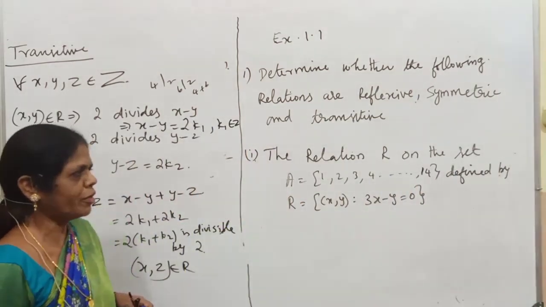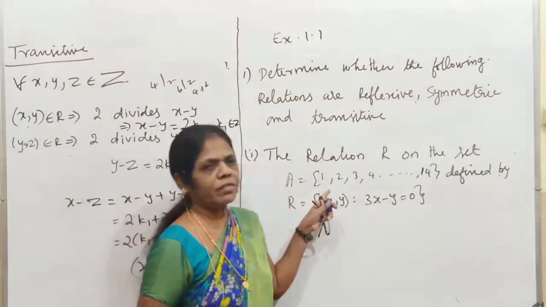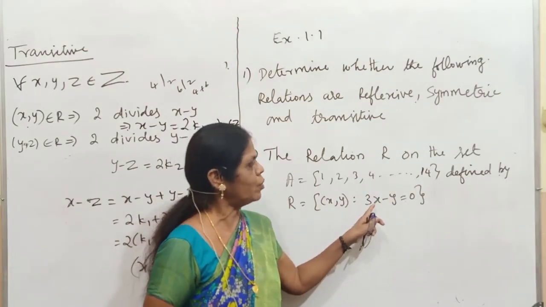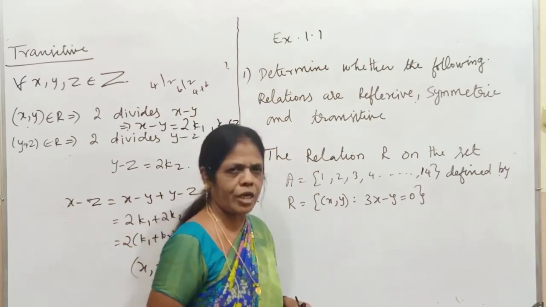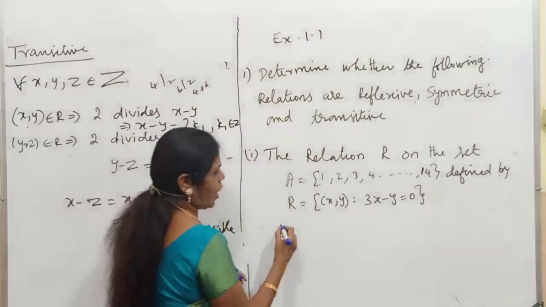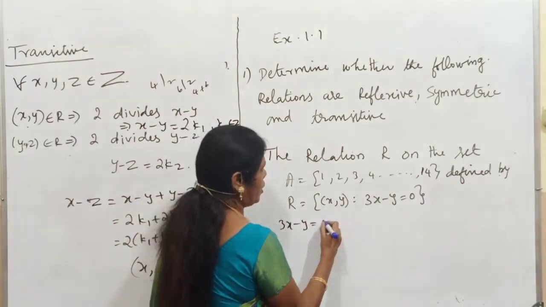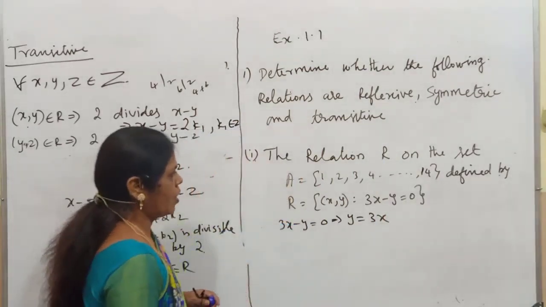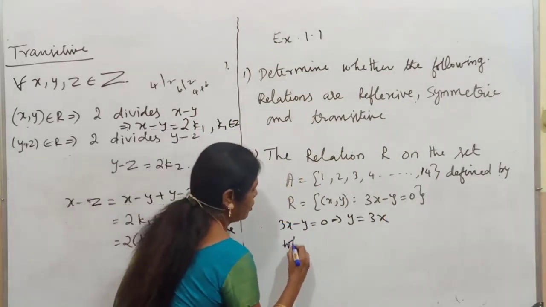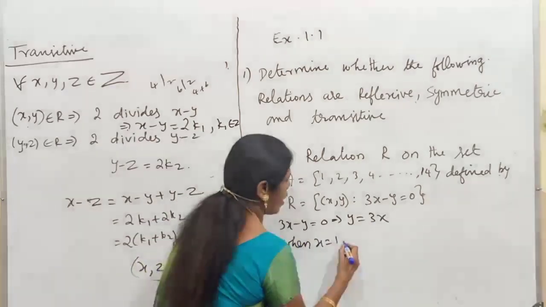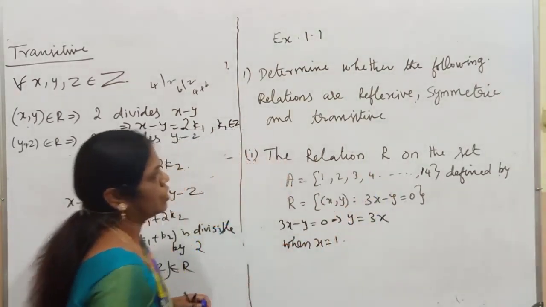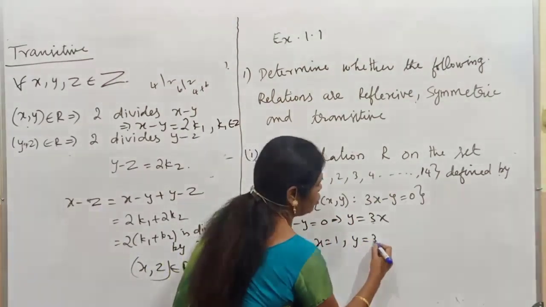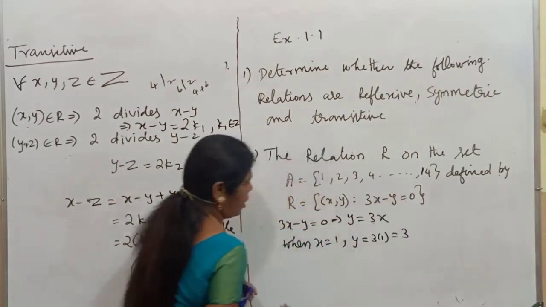Now listen to me. First, the set A is containing the elements from 1 to 14. The function given over here is 3x minus y equals 0. That is nothing but y equal to 3x. Now I am going to write this as 3x minus y equal to 0, which implies y equal to 3x. Now let me write when x is equal to 1. You know that it's to start from 1. What about y? y equal to 3 into 1 equal to 3.